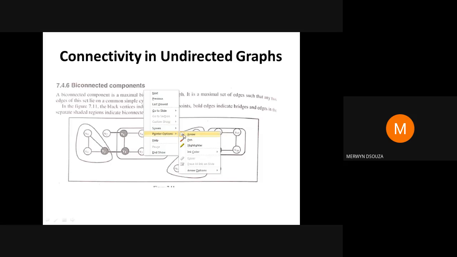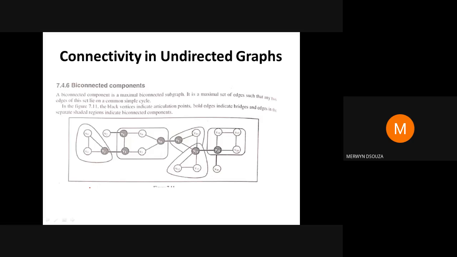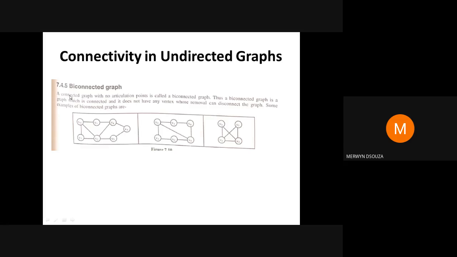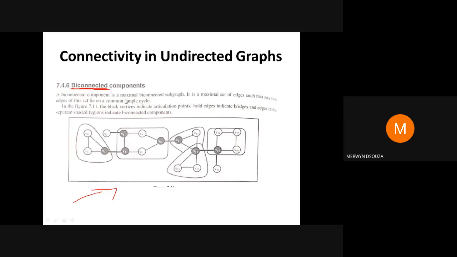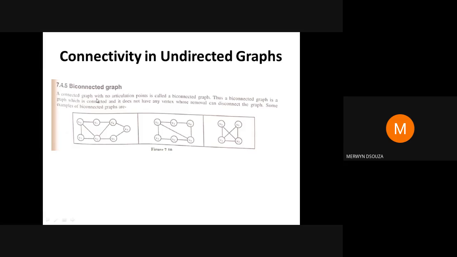So this entire graph is now one graph only. There are so many vertices. They have identified for you which are the biconnected components. Okay, so you have to remember this definition. Biconnected means connected and no articulation points.